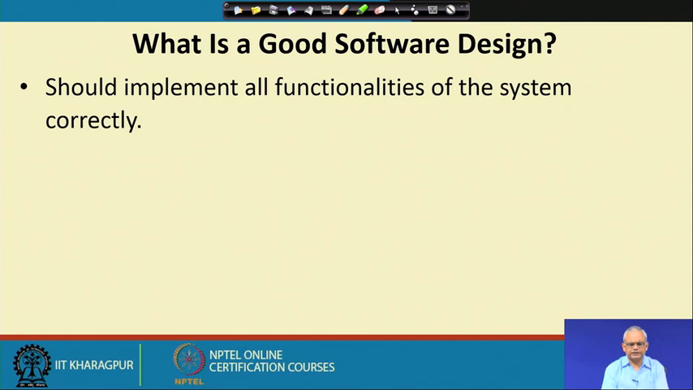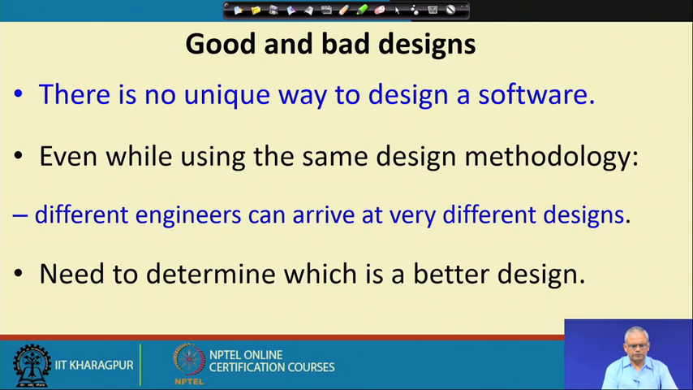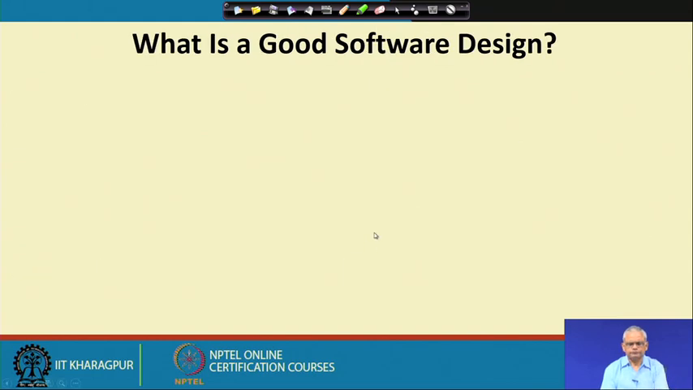Another reason is that different developers, by using the same methodology, can come up with very different designs at the end. We should be able to tell how good the design is, or select the better design if different designers come up with different designs. So, let us now address this important question: what is a good software design?